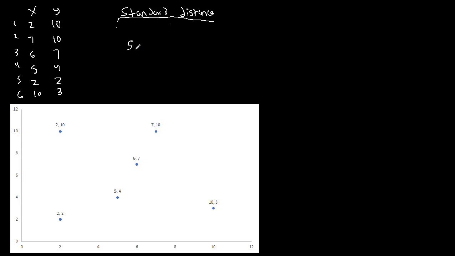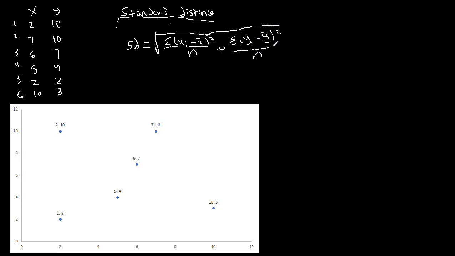Right, but standard distance, we'll see that SD for standard distance is going to be equal to square root, just like we've seen so many times before. But what's inside of the square root is going to be the summation of x sub i minus x bar squared over n. Right, and then we're going to add to that the summation of y sub i minus y bar squared over n.